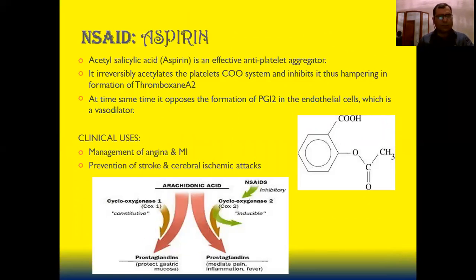Aspirin, acetylsalicylic acid, is an effective antiplatelet aggregator. It irreversibly acetylates the platelet cyclooxygenase system and inhibits the formation of thromboxane A2. At the same time, it opposes the formation of prostaglandin I2 in the endothelial cell. Clinical uses include management of angina, myocardial infarction, prevention of stroke, and cerebral ischemic attack.